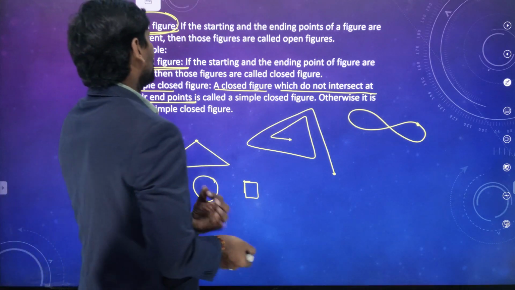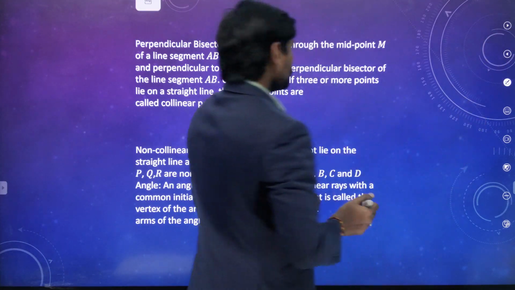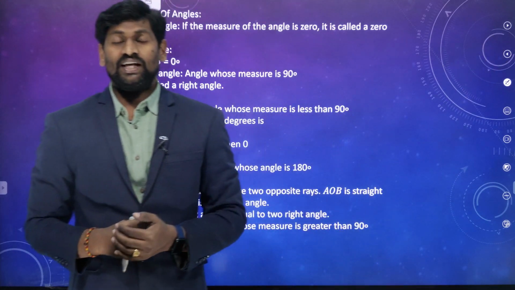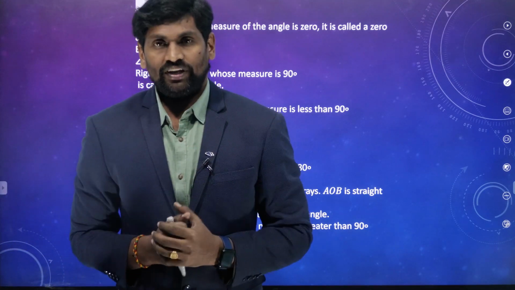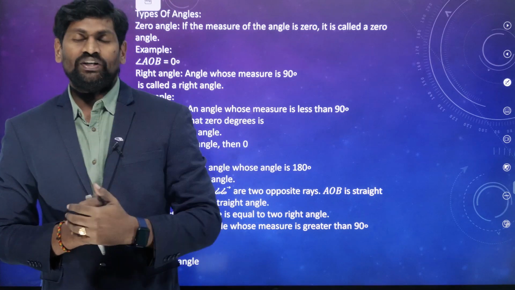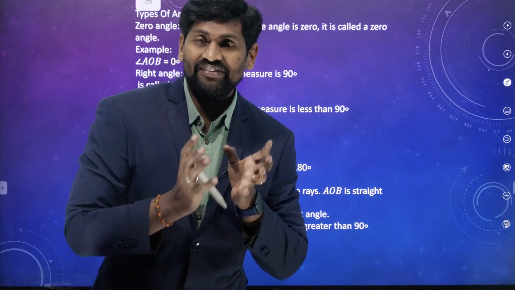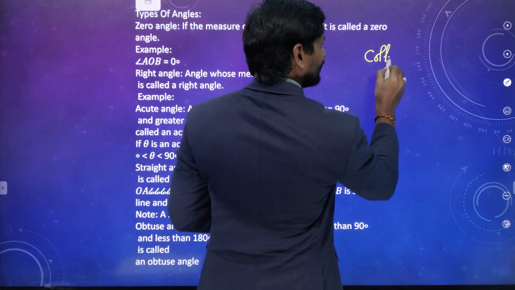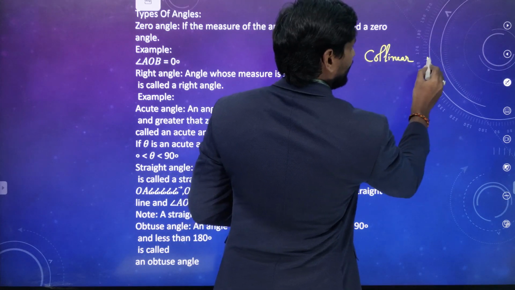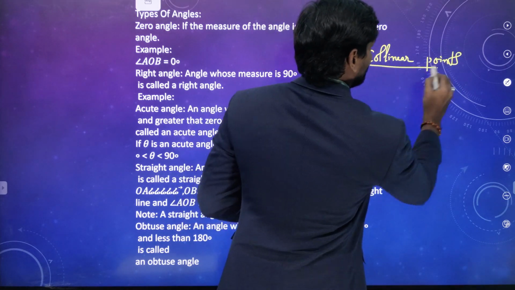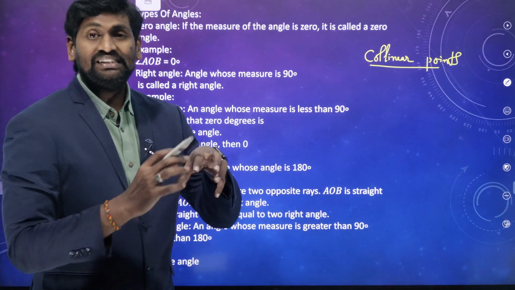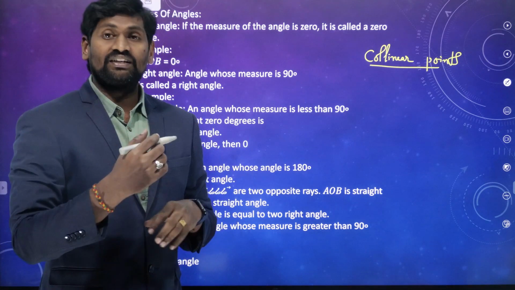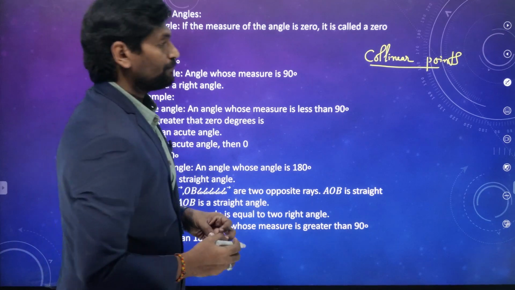Now, let us discuss collinear points and non-collinear points. Then we will go through the definition of angle and types of angles. What are collinear points? Like coplanar points, we have collinear points. Collinear points are the points which lie on the same line. The points which lie on different lines are called non-collinear points.